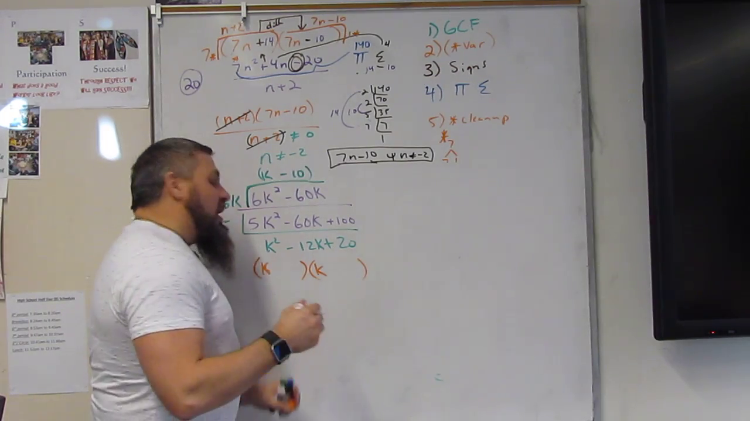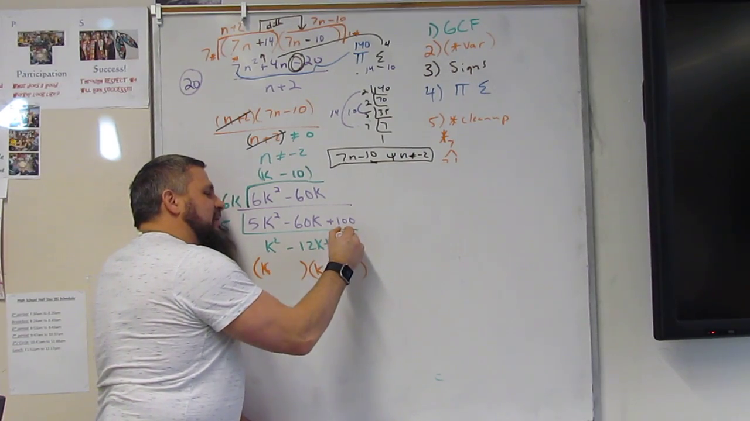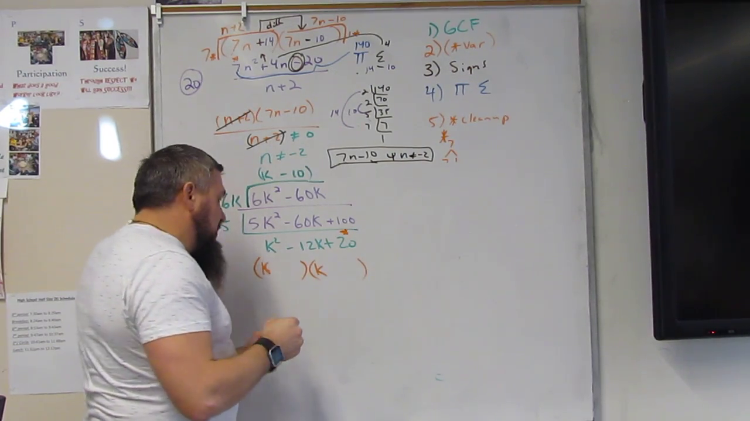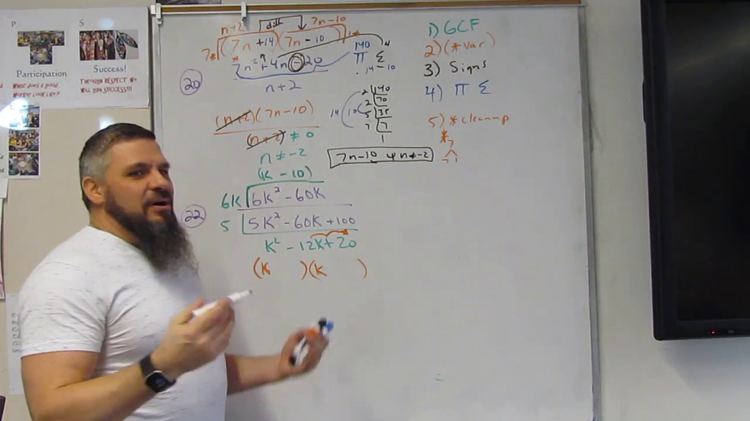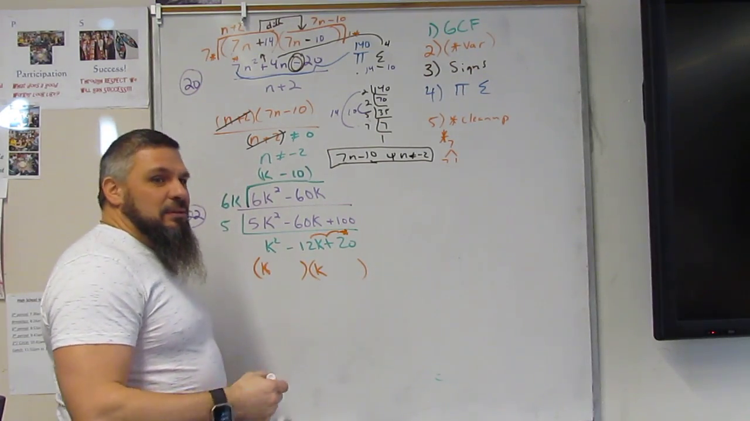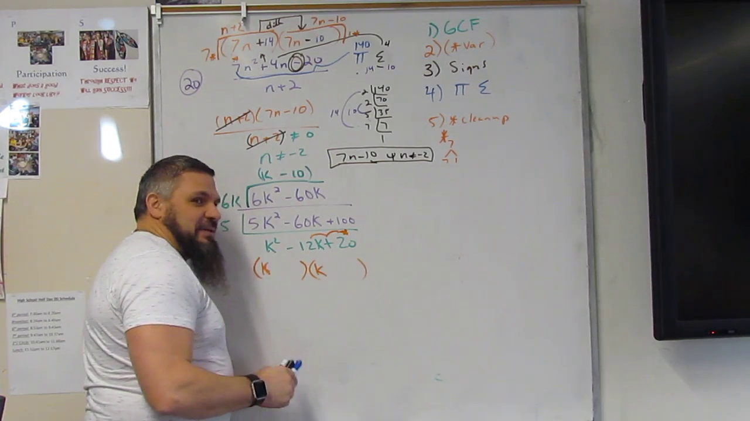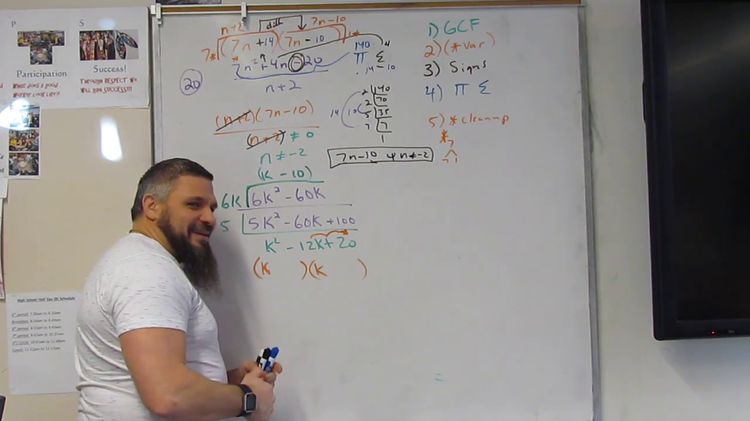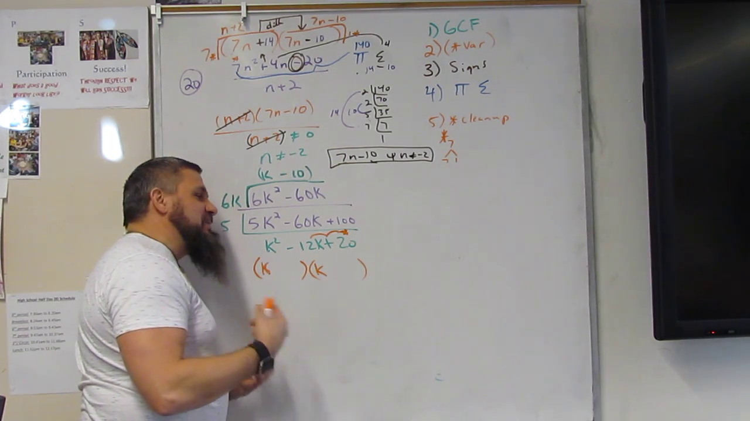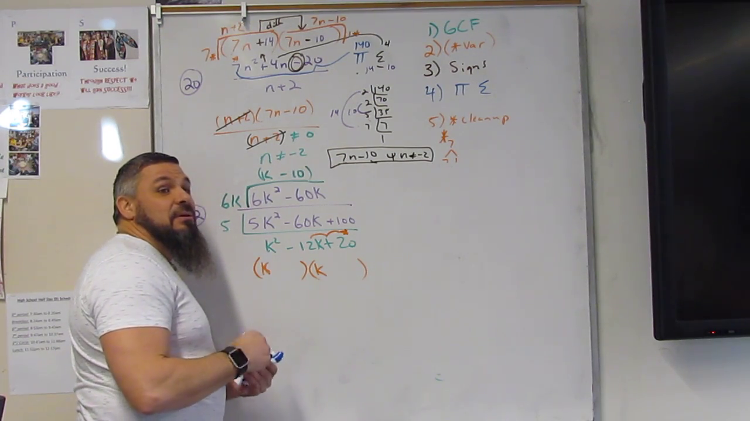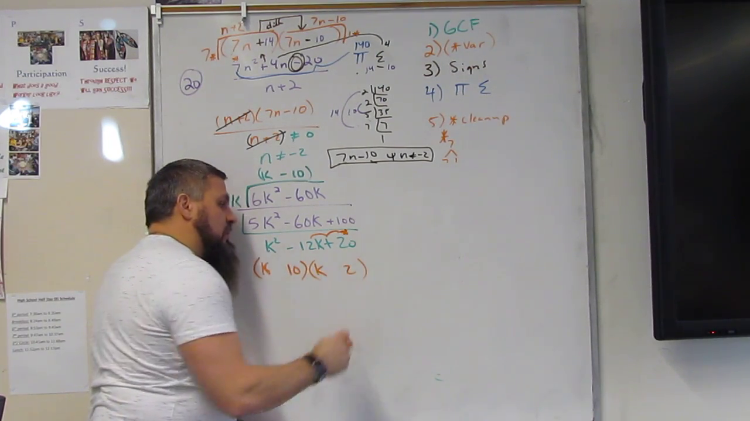All right. So, what multiplies to be 20, but adds to be 12? 5 and 4? Wait a minute. 5 and 4 multiply to 20, but they add to 9. What multiplies to 20 and adds to be 12? 10 times 2. 10 and 2, plus 12. Okay? So 10 and 2.